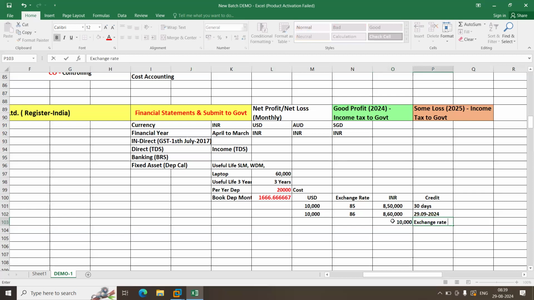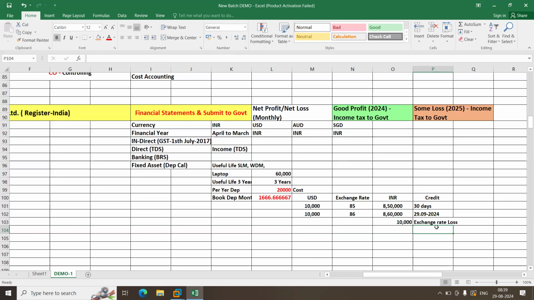Exchange rate loss. The dollar rate is decreased. Exchange rate gain. Okay. So these are all future losses. Expected gain, loss. Again, here two concepts are there: actual gain or loss and expected gain or loss.